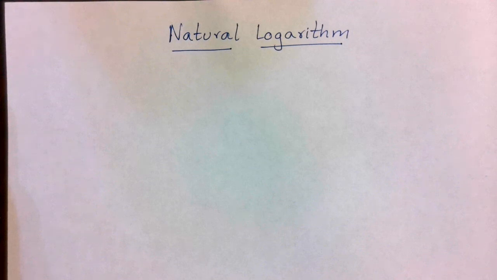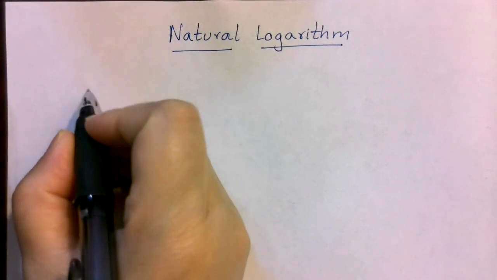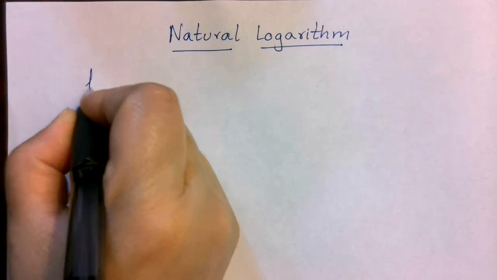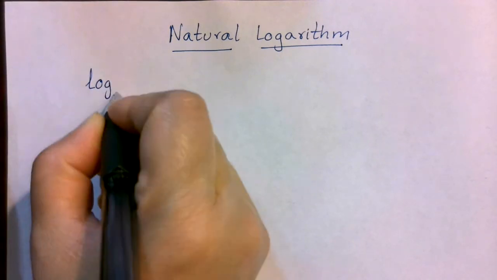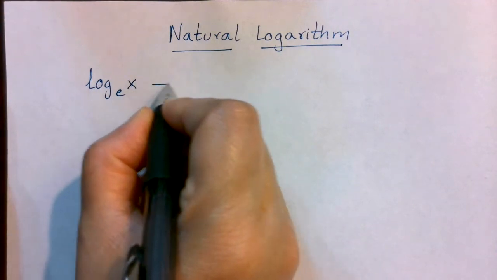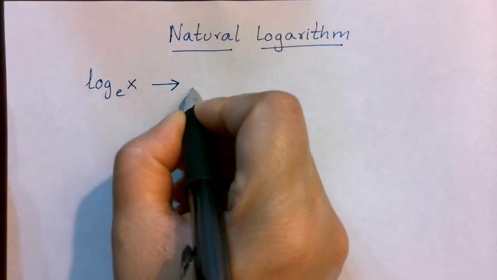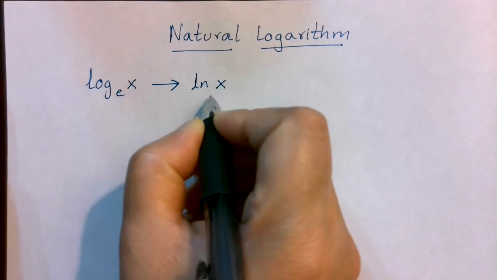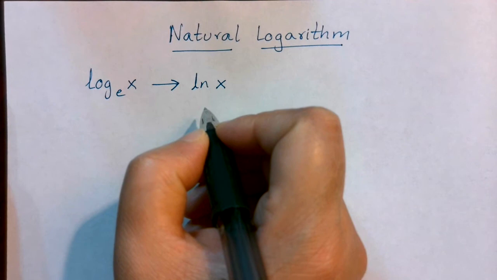Hey guys, today we'll learn about natural logarithms. When we say natural logarithms, the base is e. So log base e of x is a natural logarithm, which is actually written as ln of x. So when we say ln of x, the base is automatically e.